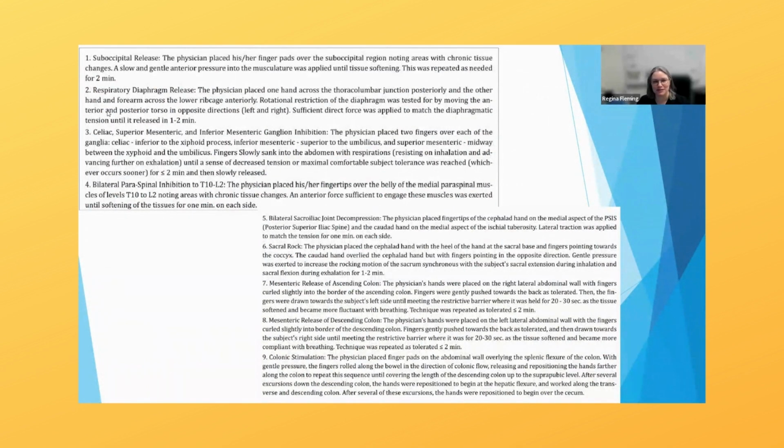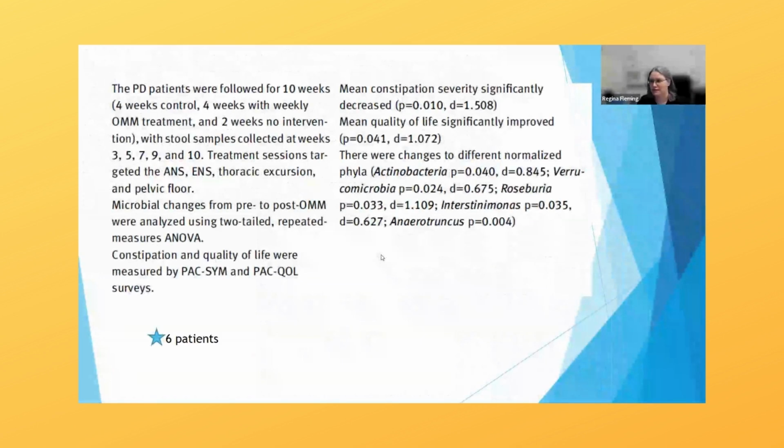The protocol was suboccipital release, respiratory diaphragm, and then the ganglion inhibition, paraspinal inhibition, SI joint decompression, sacral rock, mesenteric release of the colon, and colonic stimulation. So really focusing on the constipation aspect, or the autonomic dysfunction that can happen with Parkinson's disease. There were 6 patients, a small sample size again.